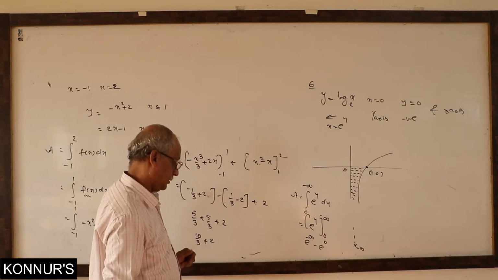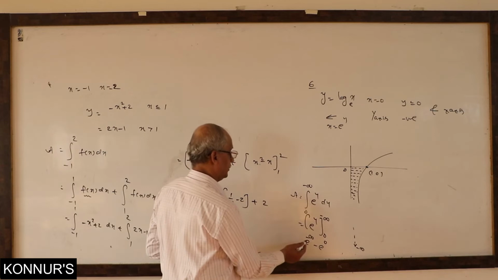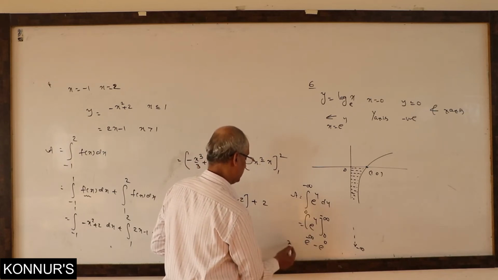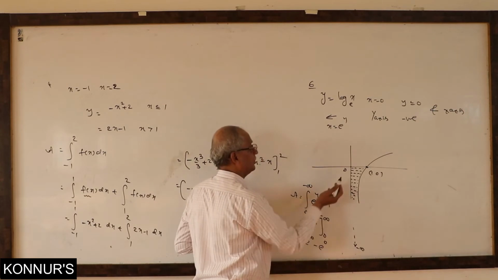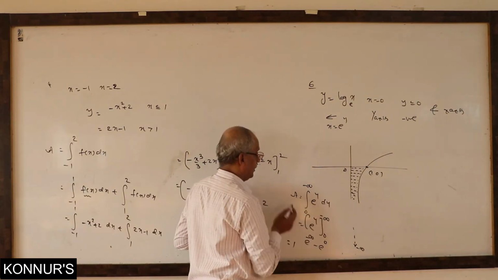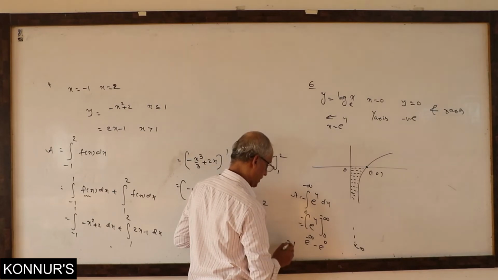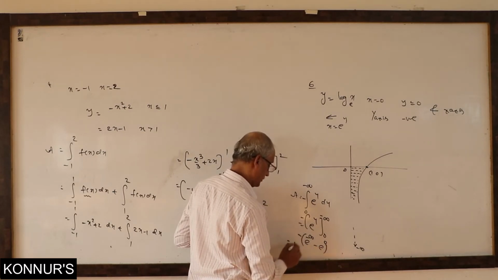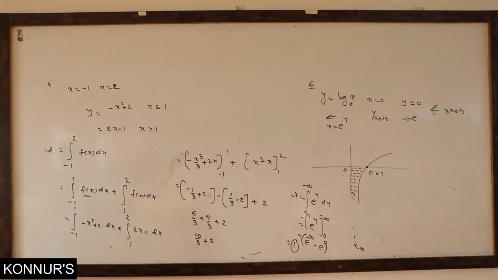Okay. e power minus infinity is 0 and e power 0 is 1. Therefore it carries a negative sign, because it is a negative region. Once a region is negative, what must be outside? Minus, minus, minus, minus, plus. So the answer is 1 square unit.